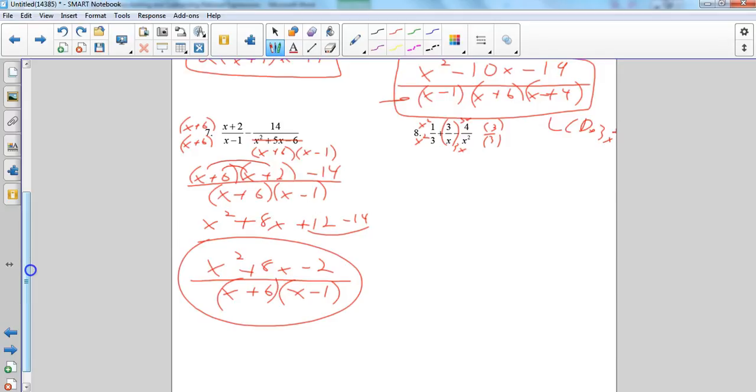Now, if it gets too confusing with it, when you have 3 like that, you can do it like this. Multiply the whole thing by 3x squared over 3x squared, then you just have to go through and think about what's canceling. Like on the first one, the 3 is going to cancel. And on the second one, the x is going to cancel. And on the third one, the x squared is going to cancel. But that's up to you.